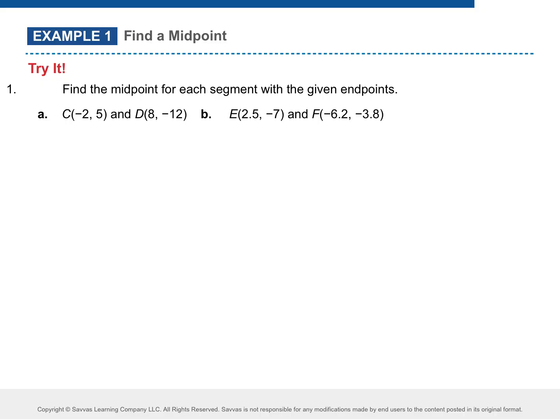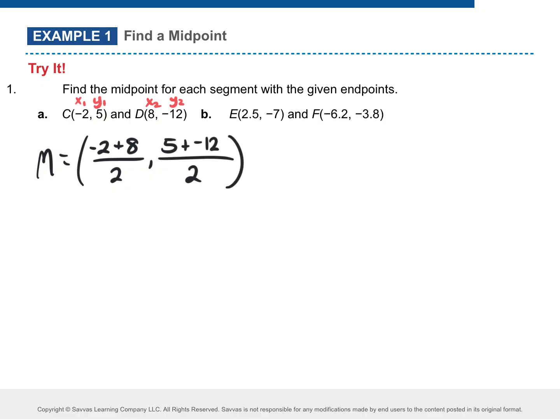Back up here, what do we need to do first on part A? Label. What can we label? X1, Y1, X2, Y2. So using the midpoint formula, what is X1? Negative 2 plus 8, divided by 2. What's next? 5 plus negative 12 divided by 2.